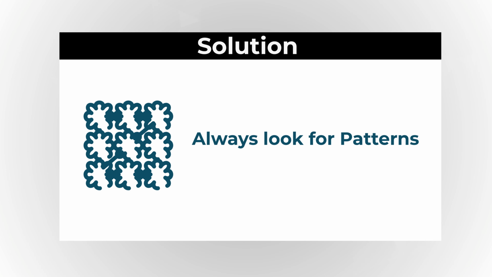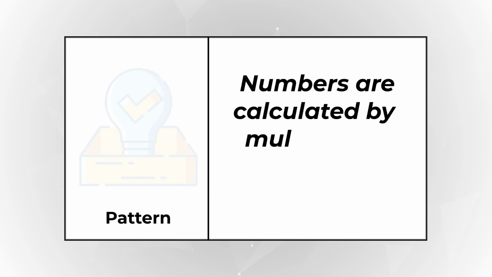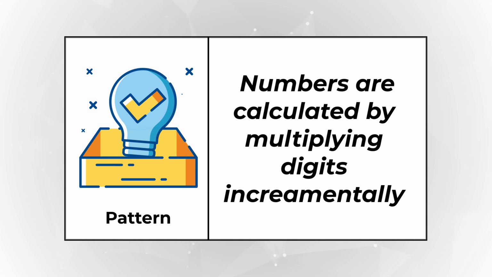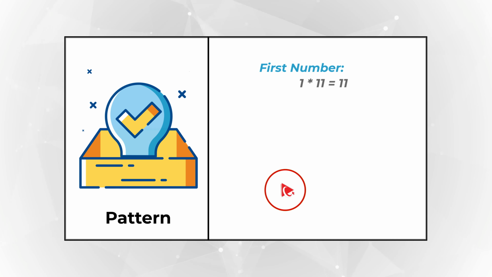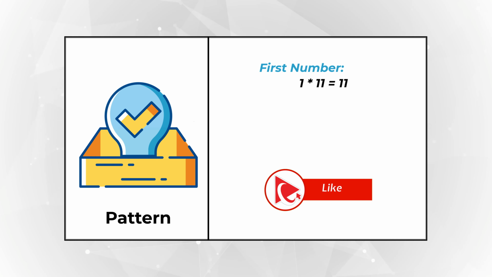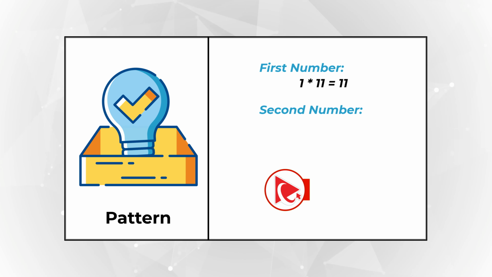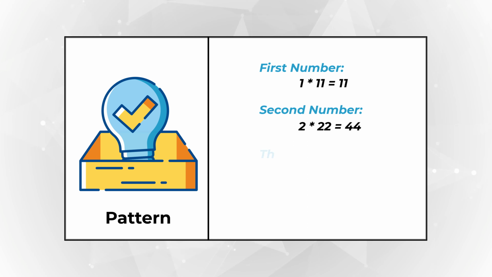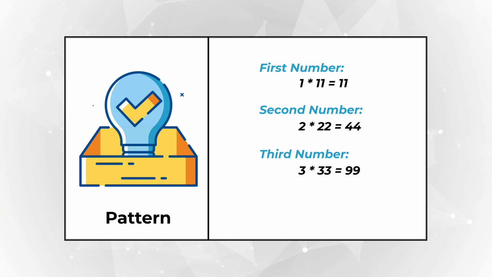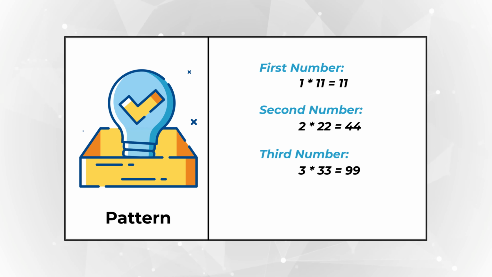Let's look at the pattern for this particular question. The way the first 3 numbers are calculated is by multiplying the single digits incrementally. For example, the first number is 1 multiplied by 11, which is 11. The second number is 2 multiplied by 22, which equals 44. The third number is 3 multiplied by 33, which equals 99.